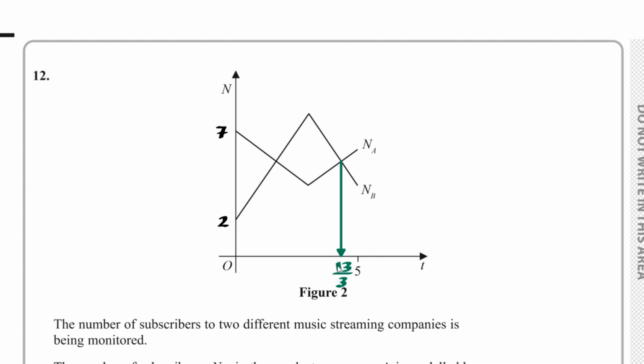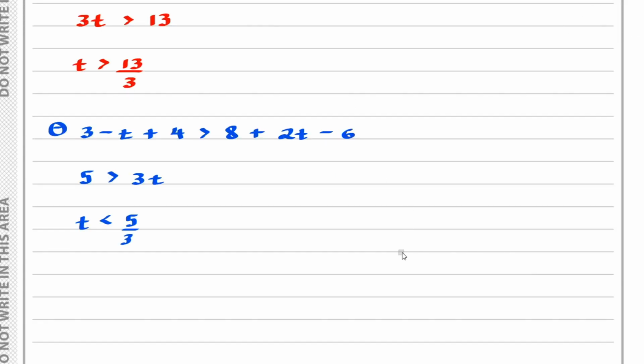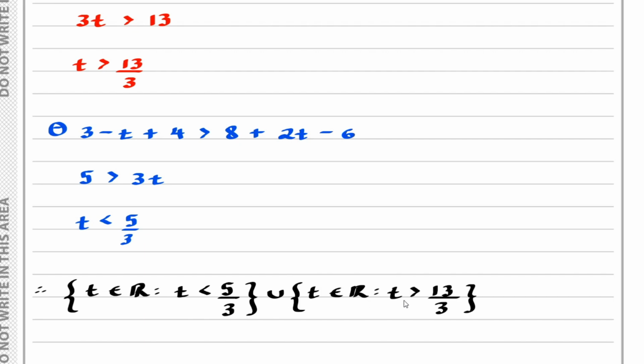And if I show this in my diagram, I have the 5 over 3 here. Now I am looking where NA is greater than NB, and NA is greater than NB when t is less than 5 over 3 or greater than 13 over 3. And that's what our solutions showed. We have to give our solution in set notation, which means we have t belonging to the set of real numbers where t is less than 5 over 3, or t belonging to the set of real numbers where t is greater than 13 over 3.